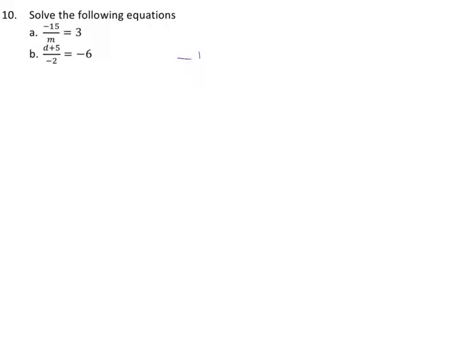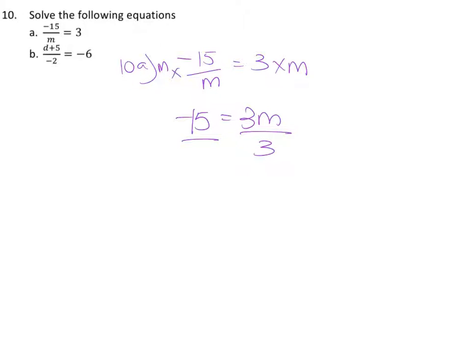10a: minus 15 over m is equal to 3. So we can multiply both sides by m. So we get minus 15 is equal to 3m, and now I divide both sides by 3. So I will get that m is equal to minus 5. I multiply both sides by m to get m out of the denominator.